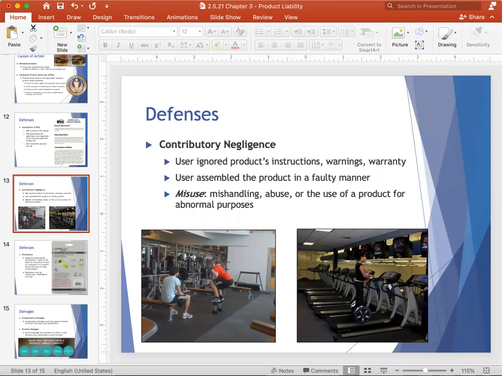They may have used the product in a really unusual way, as you will see in the pictures on this slide. If you can't tell, that is a Segway on a treadmill, which seems like it defeats the purpose, but maybe that's just me. So those are all different examples of contributory negligence when the plaintiff may have contributed to their own injury and therefore should be liable, if at least partially liable, for their injury.